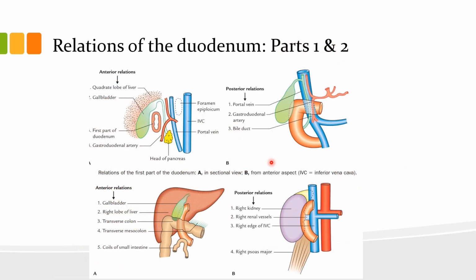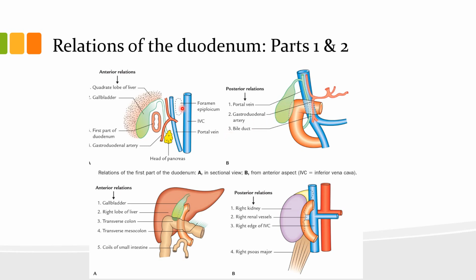The important relations of the duodenum: it is on the posterior abdominal wall, retroperitoneal. So anteriorly it will be covered by the intraperitoneal structures, and posteriorly it will be related to the other structures of the posterior abdominal wall. Here we can see the first and second parts of the duodenum. The first part is anterior to the portal triad, hepatic artery, bile duct, portal vein, and the superior duodenal flexure is partially covered by the gallbladder.